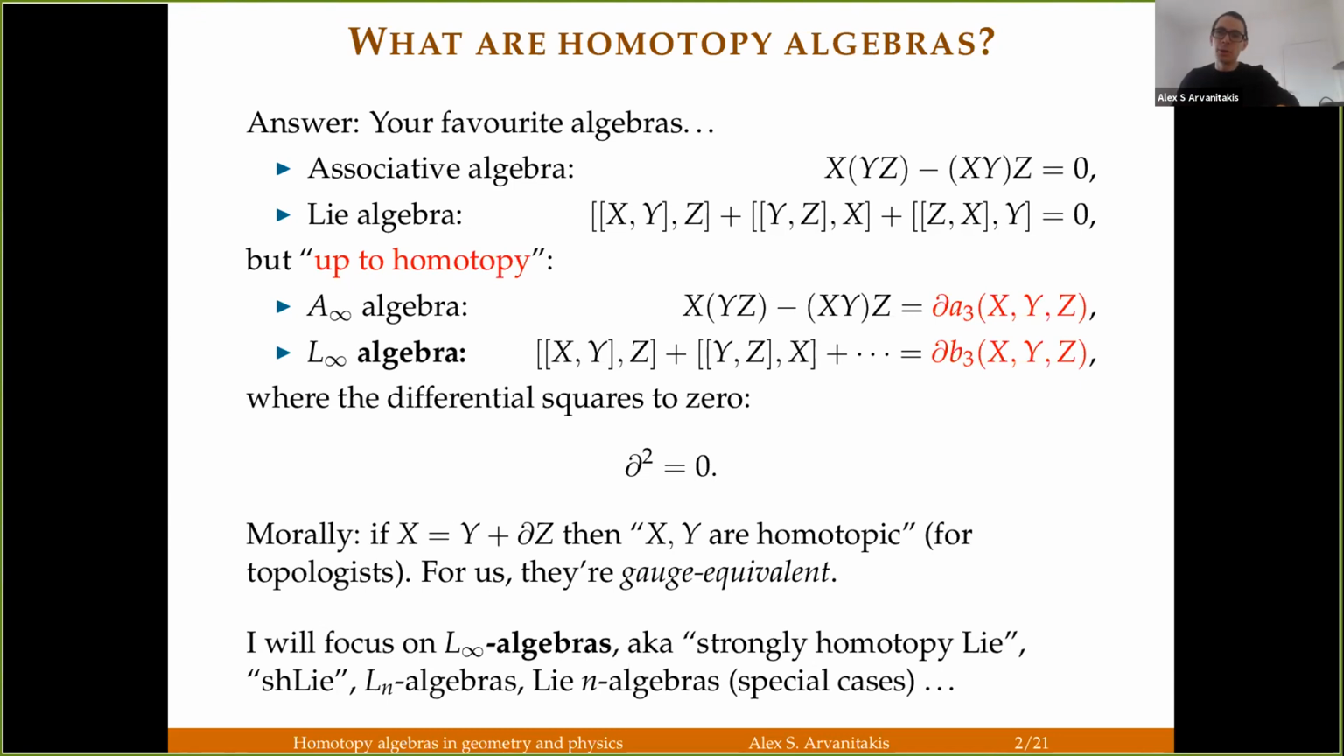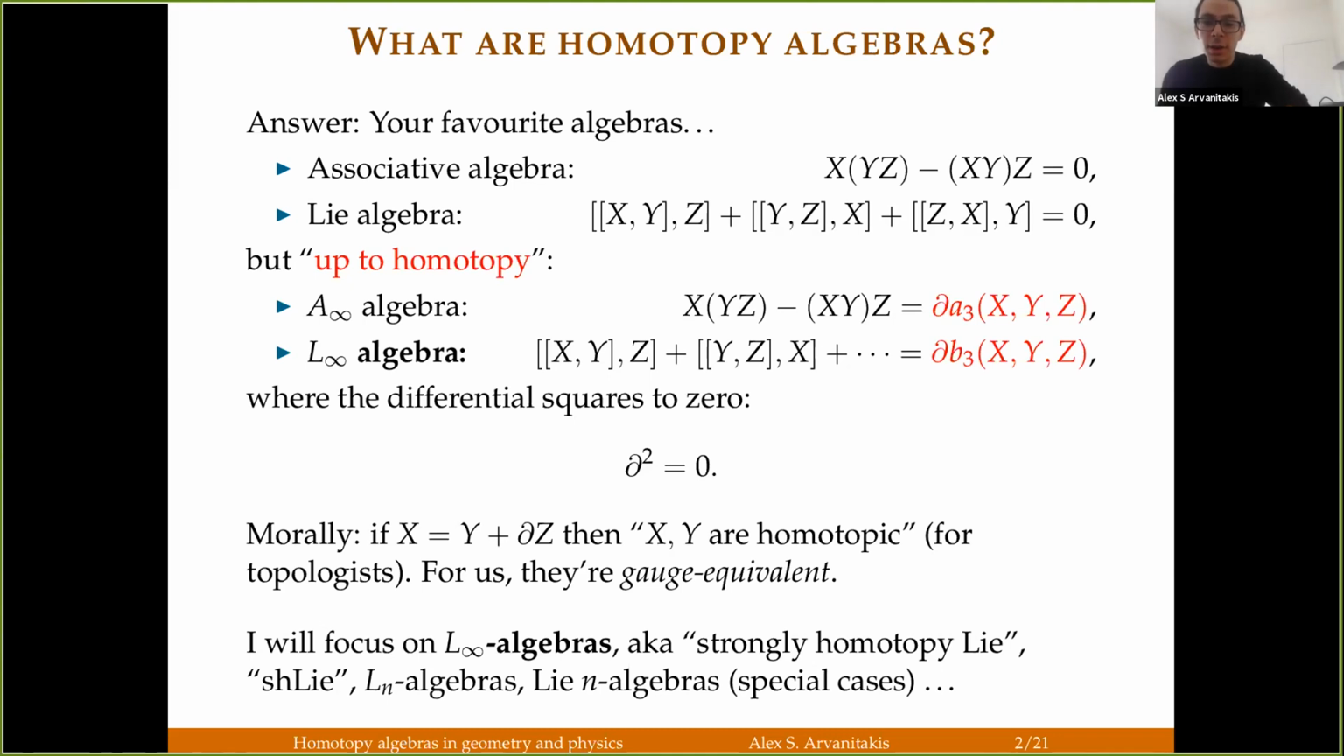So this is called the homotopy algebra, or algebra up to homotopy, because the algebraic topologists who invented these things have nice theorems that tell them that if x is y plus dz, then x and y are homotopic if they're also d-closed. For physicists, for us, this basically translates to the notion of gauge equivalence. And we will see how this is made precise.